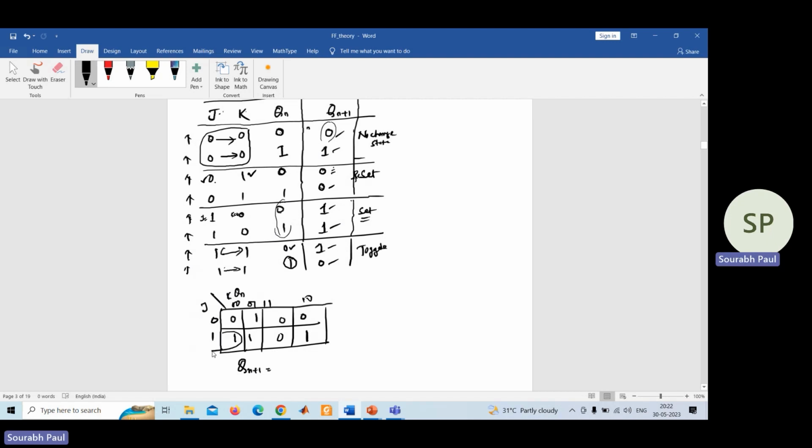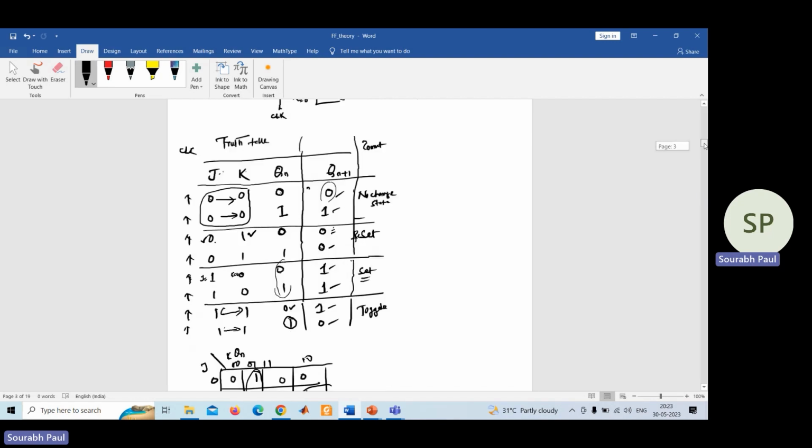We can make pairs using these two 1s, and from this pair, what will be the equation? That is J, and from the top it will come Qn bar. And for these two 1s, what you will get? We will get K bar Qn. This particular equation is known as the characteristic equation of the JK flip-flop.